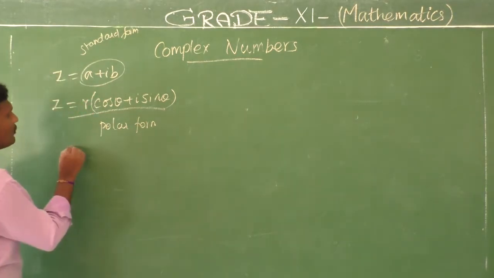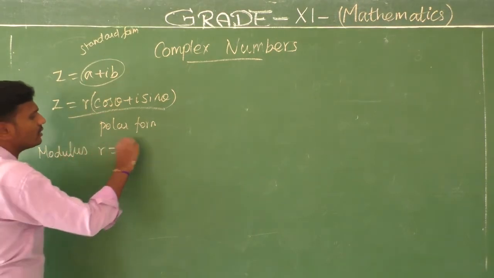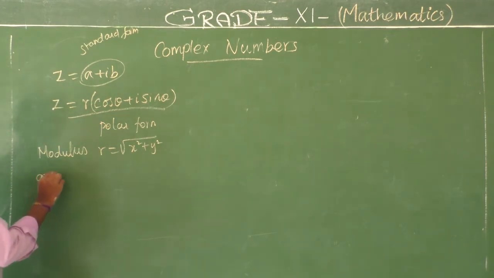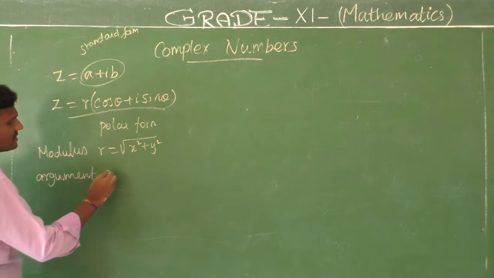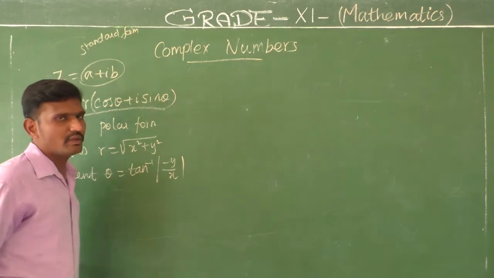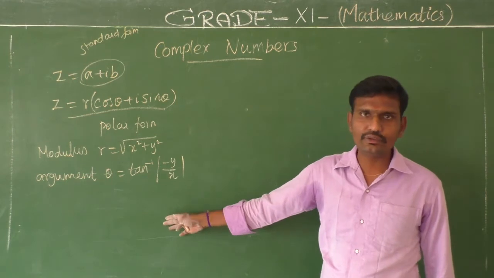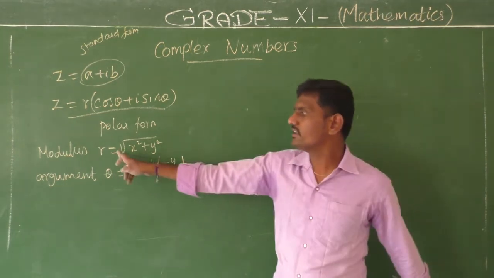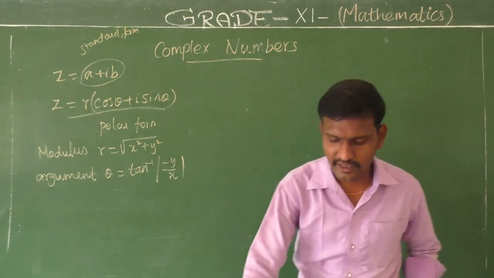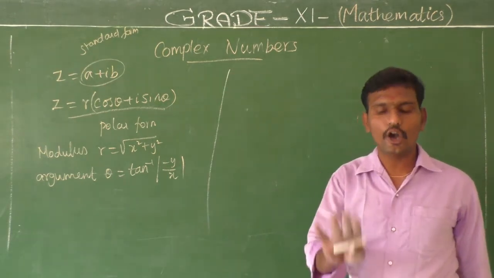For that, the simple formula: you have the modulus r equal to square root of x square plus y square. And the next, the argument, theta is equal to tan inverse of minus y by x. This is your easy formula method. We are going to use it for the polar form. First find the modulus, then the argument, then substitute into the general polar form. And I am going to give you a very important concept based on arguments.